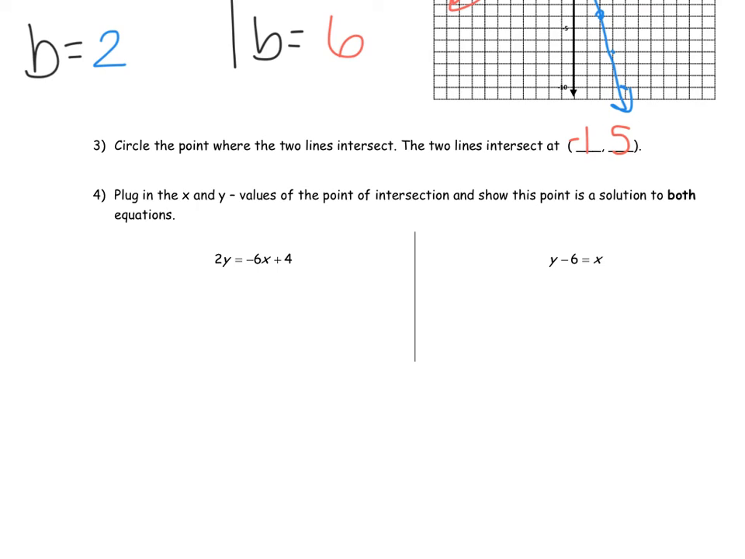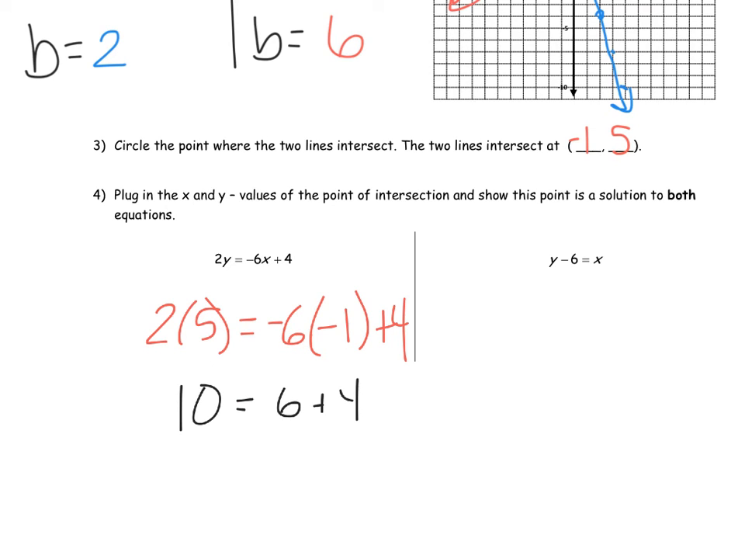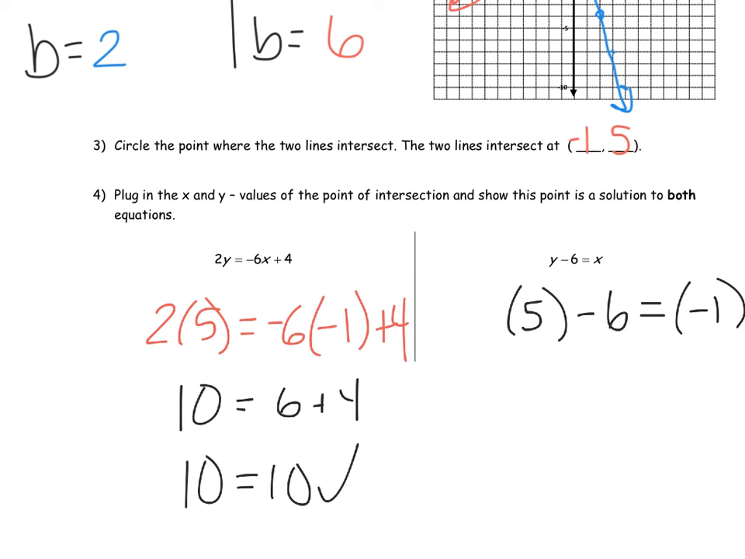And honestly, guys, we did this before, so I'm just going to copy over what I had on the previous page. I just copied the original and I plugged in negative 1 for x and 5 for y. Does 10 equal 6 plus 4? It sure does. And 5 minus 6 is negative 1. So obviously negative 1 equals negative 1. So guys, it's the same thing.